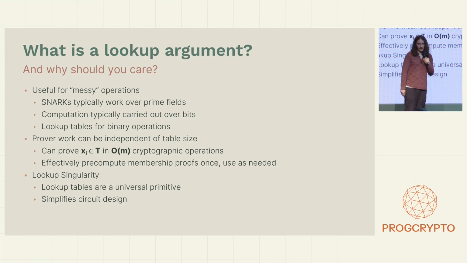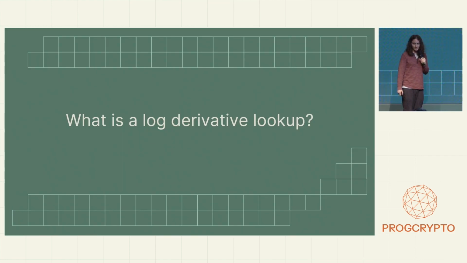And I guess the end game for all of this, as you may have heard, is the lookup singularity. Lookups are a universal primitive. You could do everything in theory with really fast lookups, so worth investigating. So that's lookups at a high level. What is a log derivative lookup? Log derivative is a kind of intimidating term.